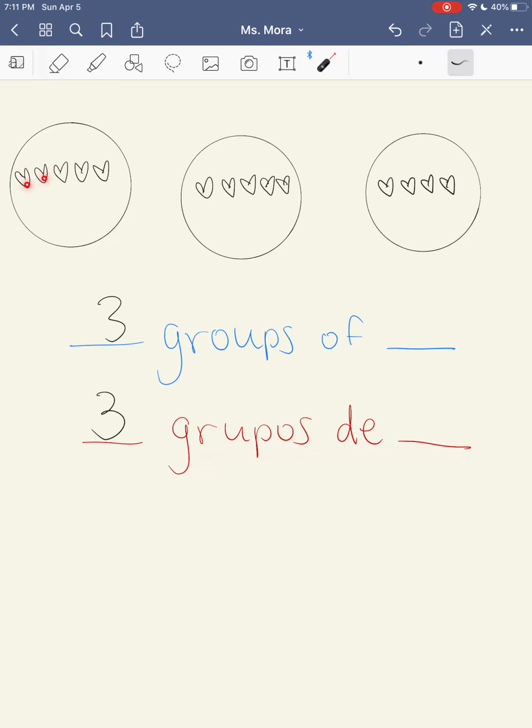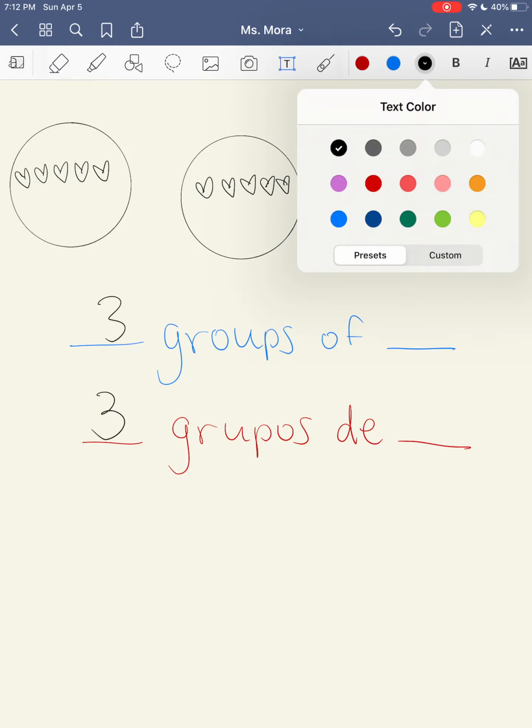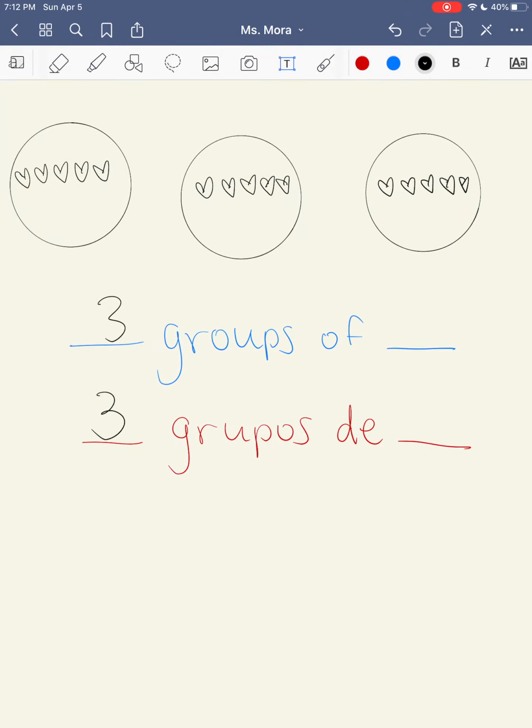So, I have 1, 2, 3, 4, 5 hearts, 1, 2, 3, 4, oops, I missed one here. So, that means here we did not have equal groups. Now we have equal groups. 5 hearts. Haha. Alrighty. So I have 3 groups of 5. 3 grupos de 5.